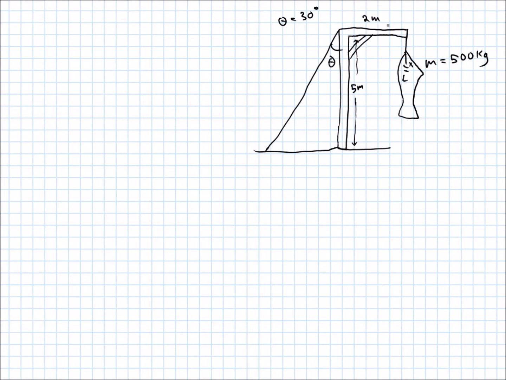The problem with it, though, is that it's in, I don't know, wet dirt or something. And so it's pretty free to rotate about the ground right there. So it can rotate. That's why they tied it up with this rope here. And we want to find the tension in that rope. Okay. So this is going to be a torque problem.